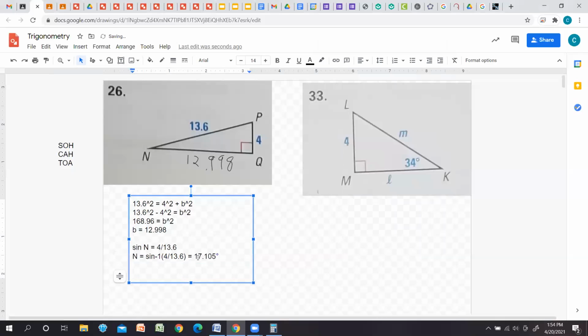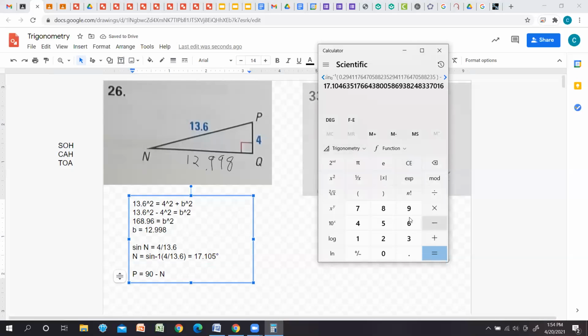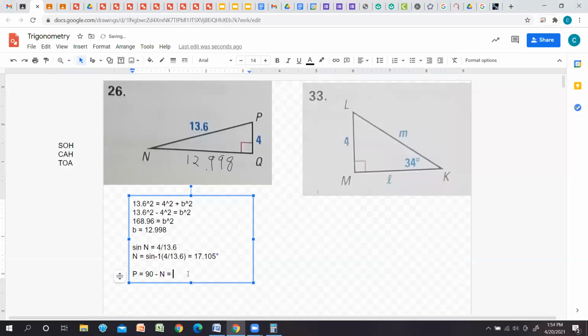Okay. And then the value for P is actually equal to 90 minus N, right? So I take this value, subtract 90 from it, and it's negative, but the negative of that will be 72.895 degrees. And again, notice that these two should add up to 90 degrees. So these are these two angles, N and P. It is important to use degrees to show it's not radians.